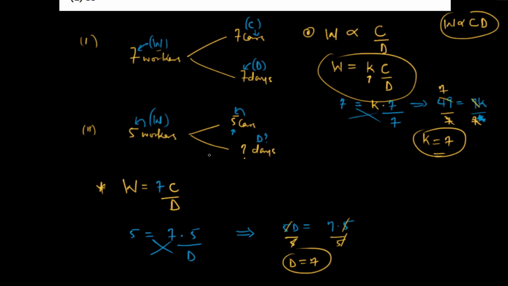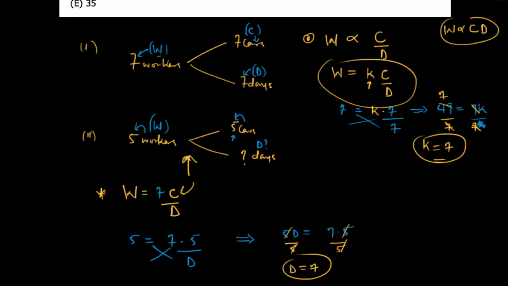That means for this statement, the number of days has to be 7 to satisfy the model we formed from the first statement. So our answer is 7.